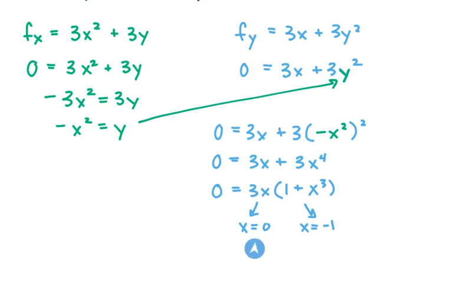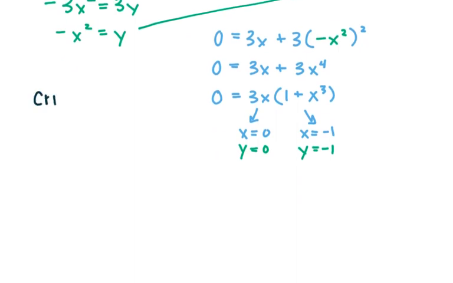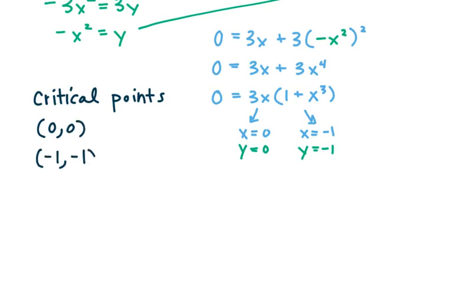So I have two x values, x equals 0 and x equals negative 1. I need to know what my y is in terms of x. So coming right back up to this formula, if I plug in 0, I will get a corresponding y equals 0. And if I plug in negative 1, I square it, it's positive, but then there's a negative, so I get y equals negative 1. So therefore, on this function, I have two critical points: (0, 0) and (-1, -1).